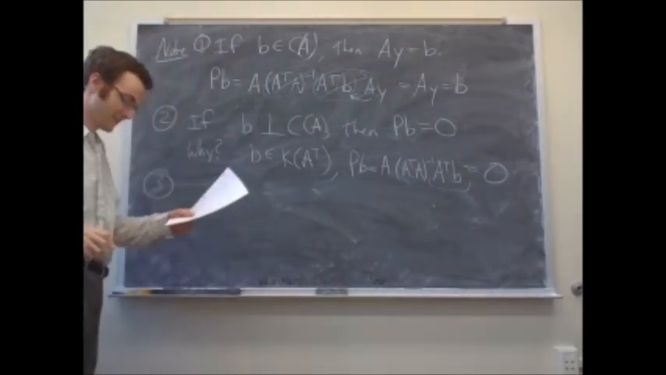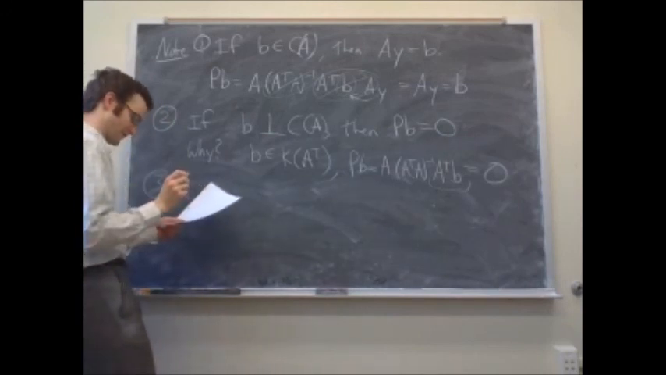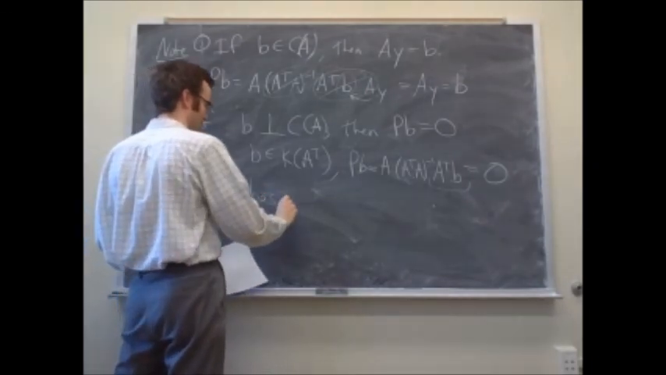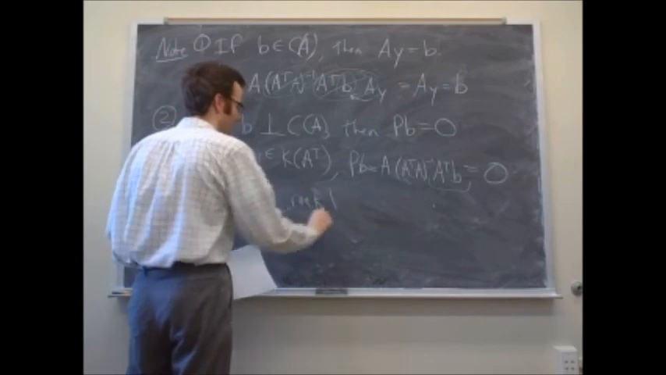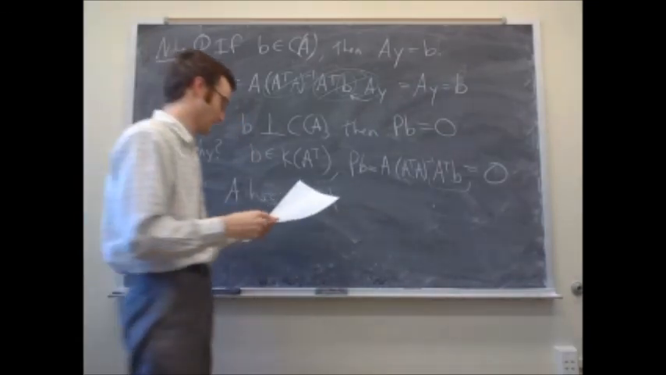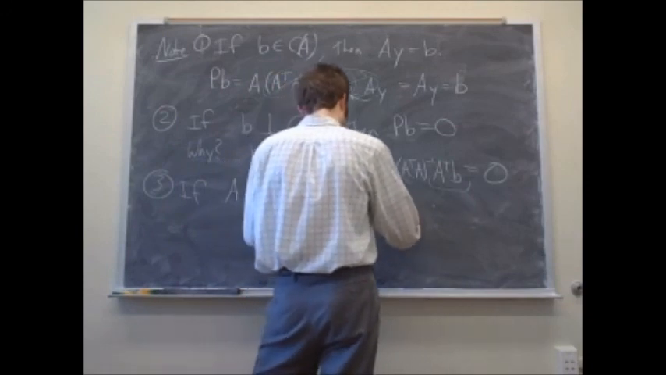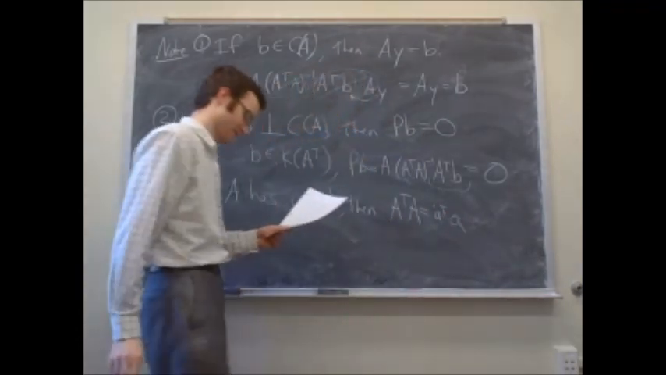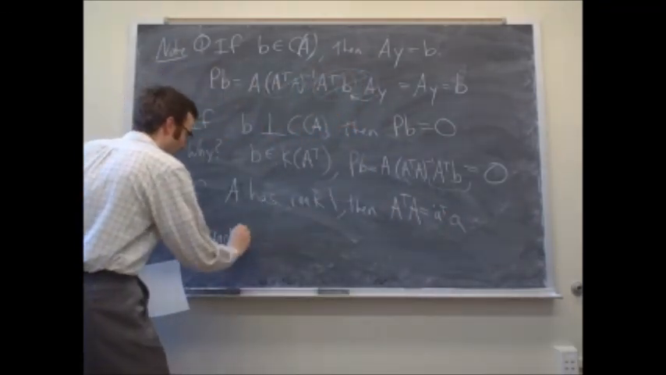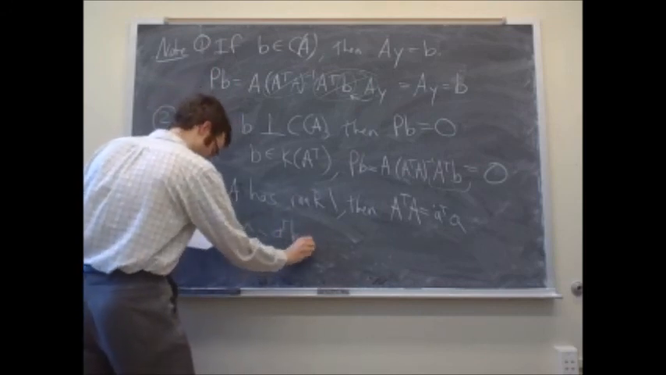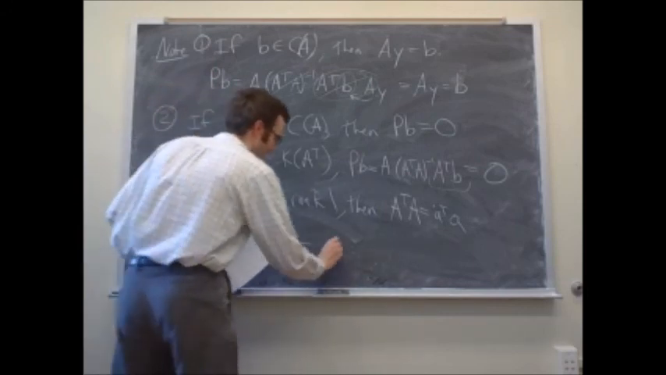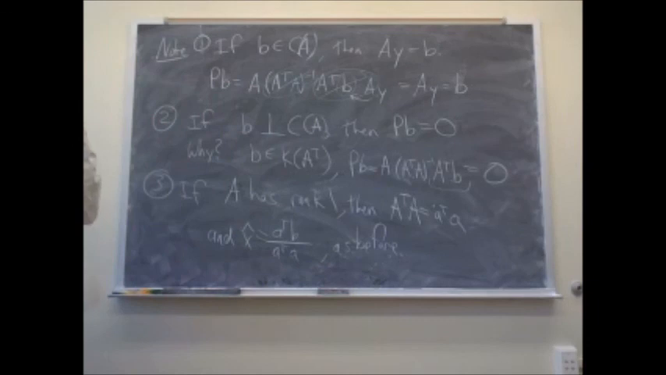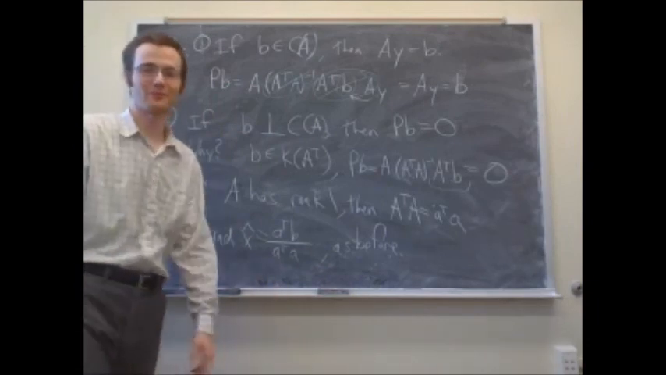All right, last thing. I already said this, but if A has rank 1, so if it only has one linearly independent column, then A transpose A is equal to a transpose a, little a, and x hat equals a transpose b over a transpose a, as before. So it's pretty straightforward at that point.